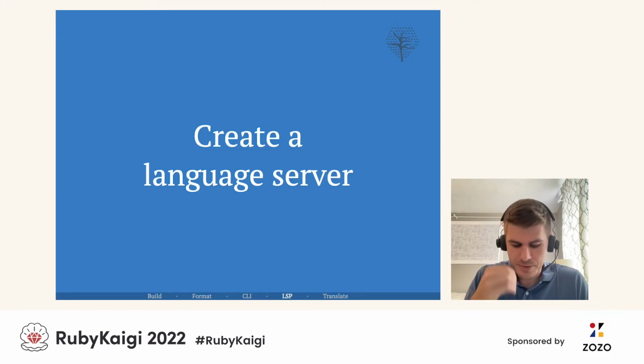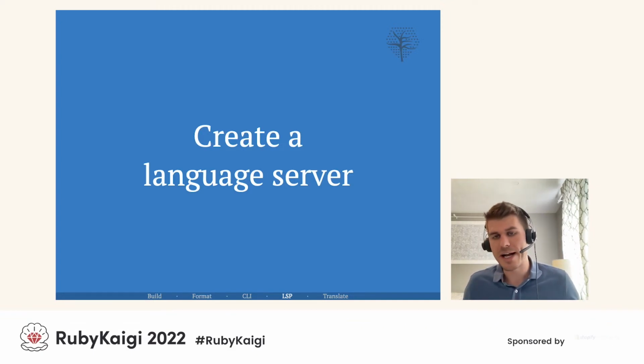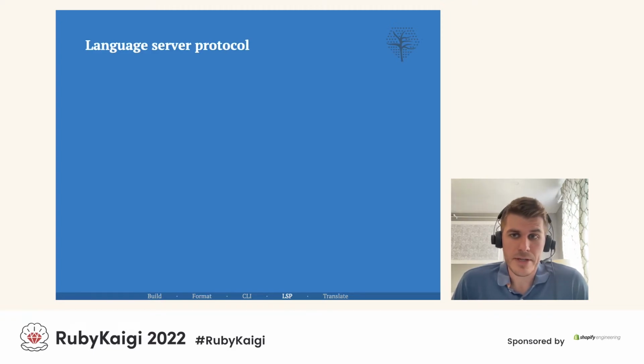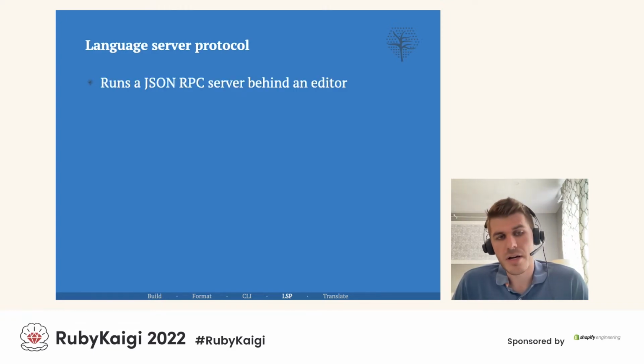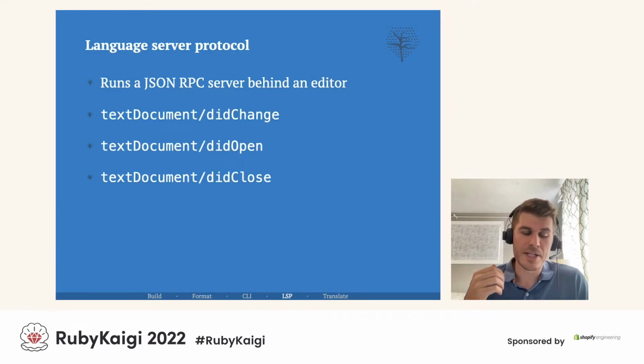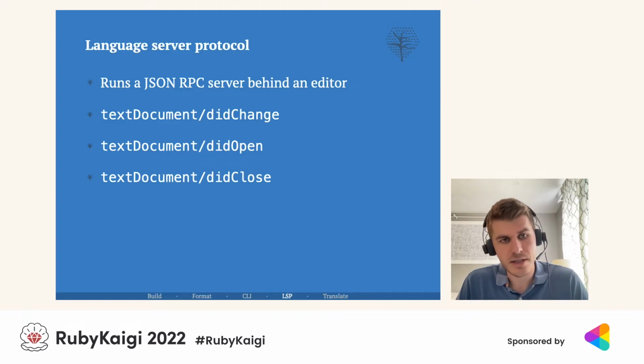Creating a language server. Language servers came about when Microsoft decided to build a standardized protocol for interacting with its VS Code IDE. And they became incredibly popular. The idea is to generally run a JSON RPC server behind the editor in the background as a separate process, and to respond to certain actions. So for instance, these three actions, text document did change, did open, and did close, all represent actions that the user is taking around specific text documents.